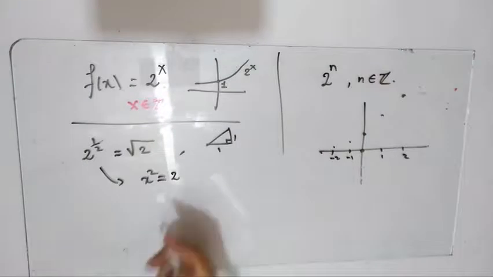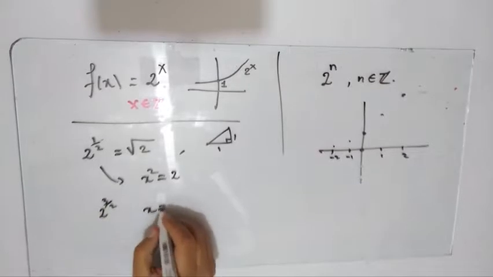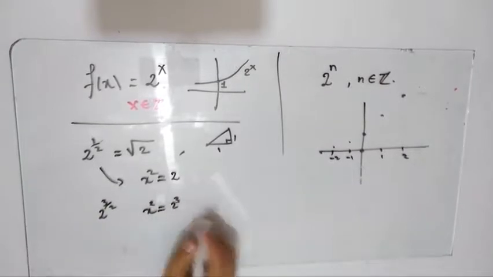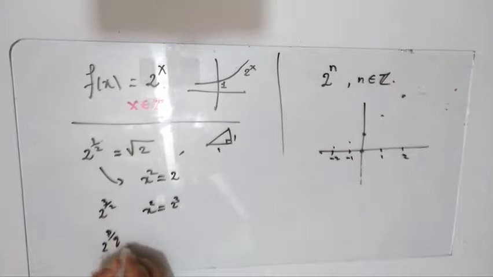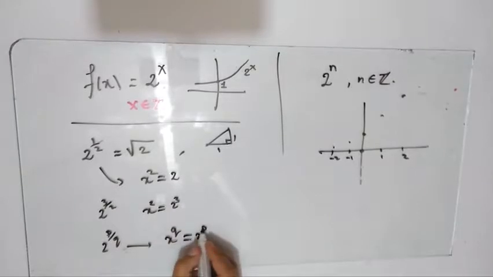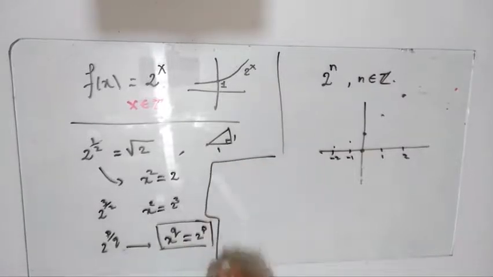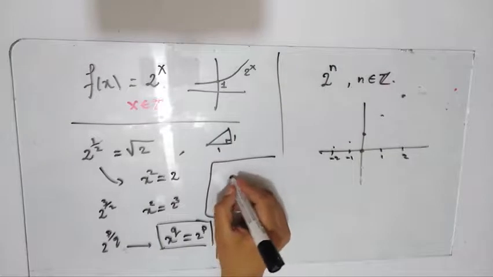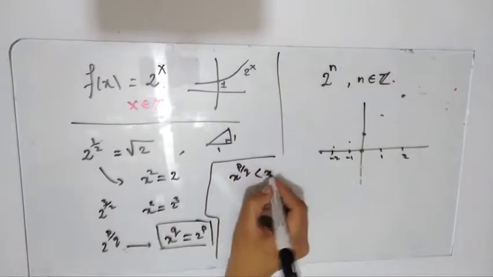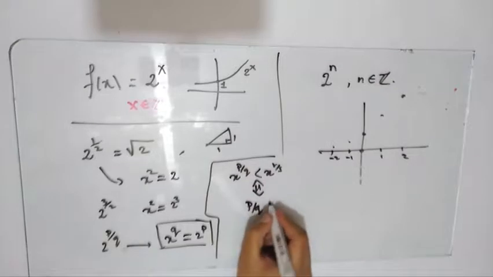So this is x squared equals 2, and the same for 2 to the power 3 over 2: it's the number which, when we square it, we get 2 cubed. So in general, 2 to the power p over q is the root of this polynomial, x to the power q equals 2 to the power p. Now we define those, and it's easy to check this property, let me write it here: x to the power p over q is less than x to the power r over s if and only if p over q is less than r over s.